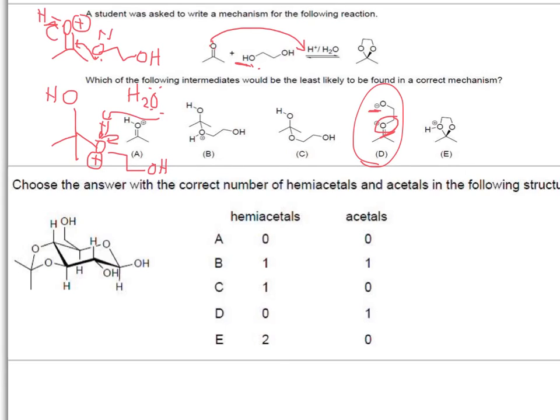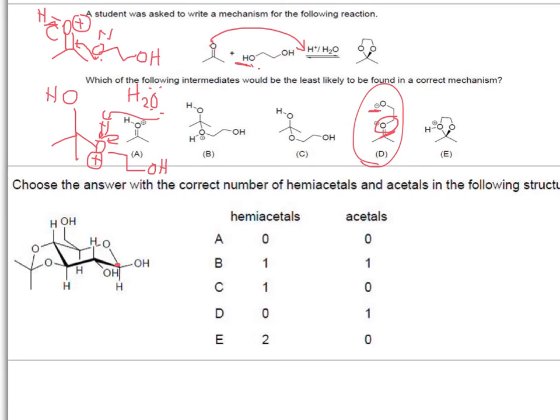All right, let's go forward. Choose the answer with the correct number of hemiacetal and acetals in the following structure. So you have been given a structure. You have to say what's an acetal, what's a hemiacetal. So let's just go carbon by carbon.